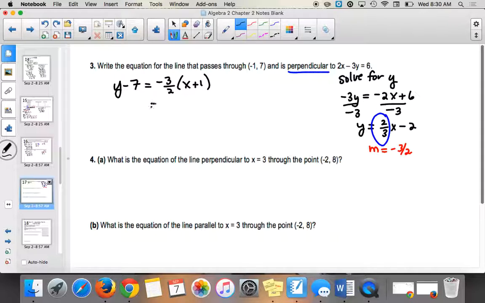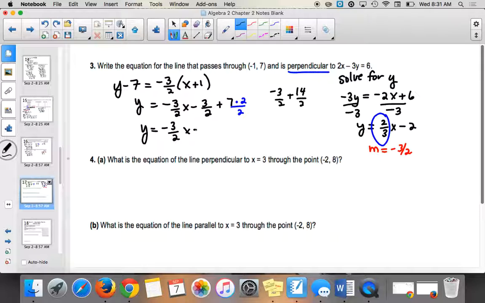Okay. We're going to distribute the -3 over 2. So I have -3 over 2x minus 3 over 2. And then I'm adding 7 to the right-hand side. So when you add 7, you're really adding what fraction? 7 over 1, but if you change it, 14 over 2, we want to get common denominators. So if I have negative 3 over 2 and I add 14 over 2, then I'm getting 11 over 2. So I'm going to have y equals negative 3 over 2x plus 11 over 2, and that's our answer.